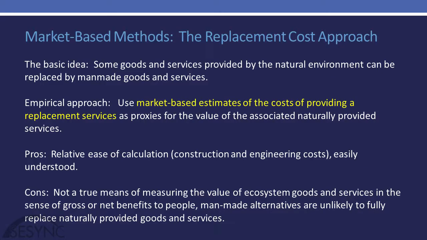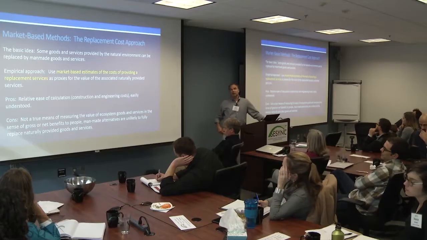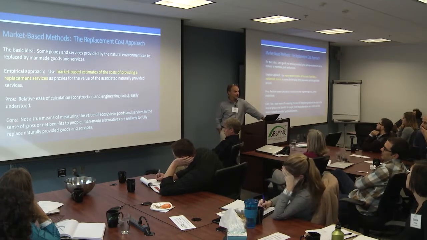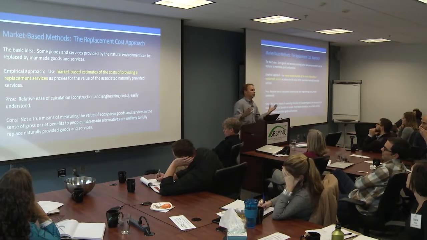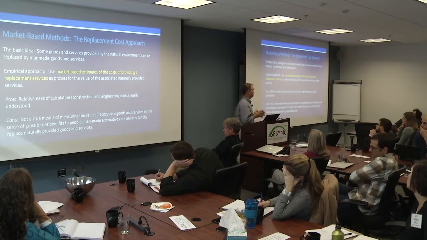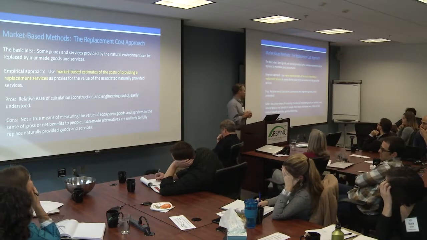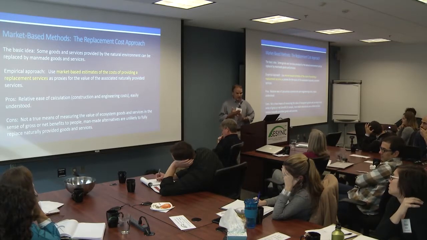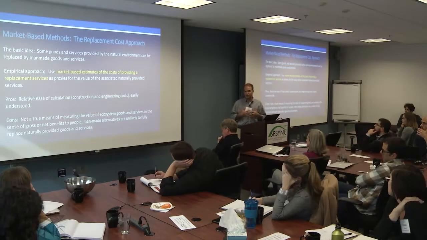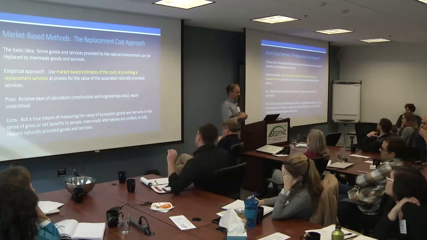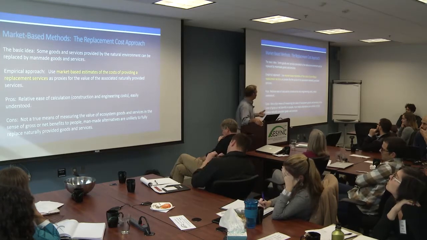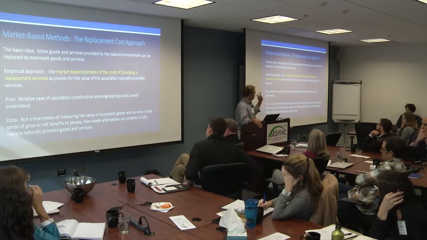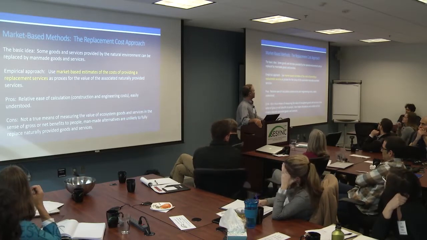Replacement cost approach. What's the basic idea here? Some goods and services provided by natural environments can be replaced by man-made goods and services. What's an example of that? The water filtration service provided by a wetland could be replaced with a man-made water filtration system. The coastal protection value of a reef could be replaced with an artificial man-made breakwater. Okay, so what are we going to do? We're going to use market-based estimates of the cost of building that replacement service as a proxy for the value of the environmental service, the naturally provided service.